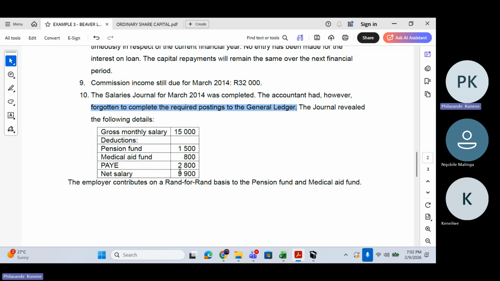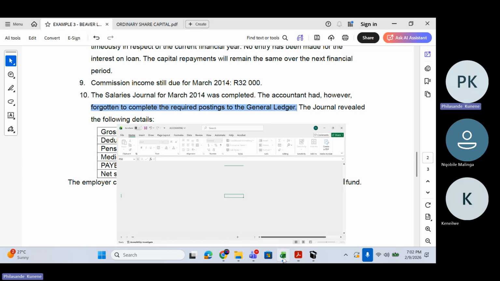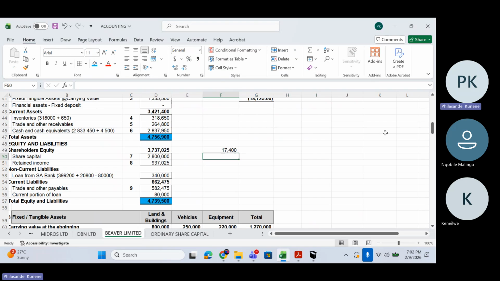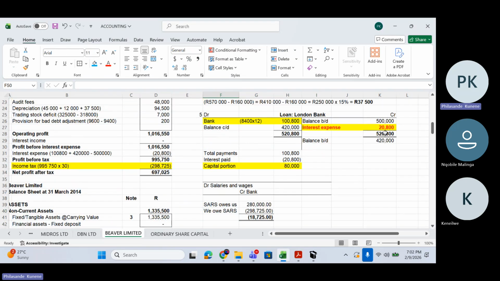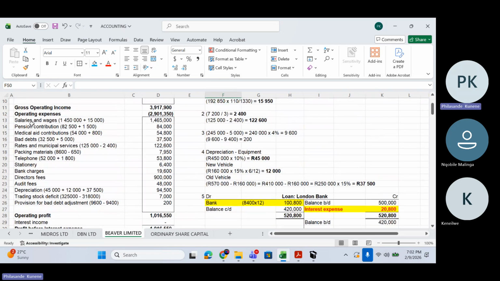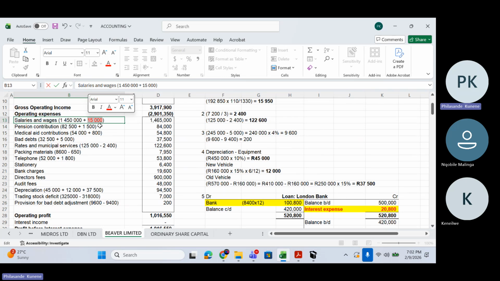Remember, when we're paying salaries, what we needed to do here, we needed to debit the salaries and credit the bank. So which means now for salaries, we did add them back here. We added 15,000, there it is, number one. And then we added 1,500 here, and then we added 800 here. So these are the amounts. If we add all these amounts, we need to go and subtract them from the bank account.